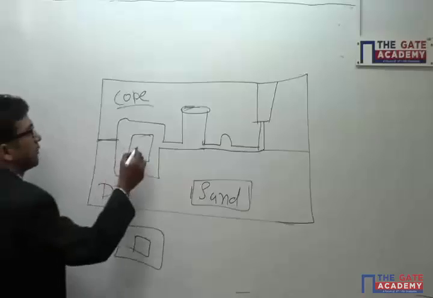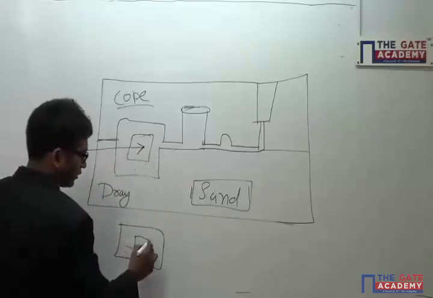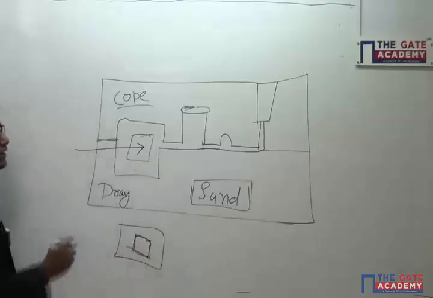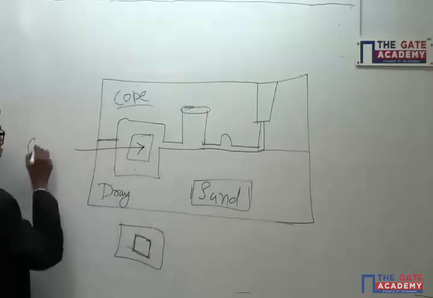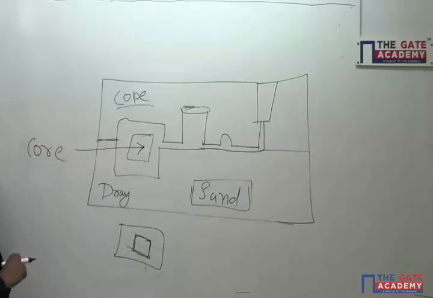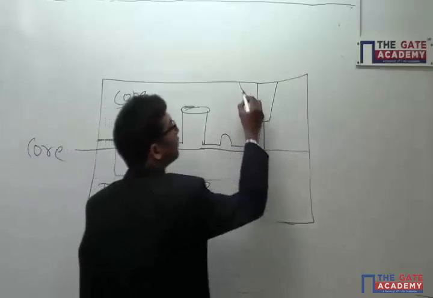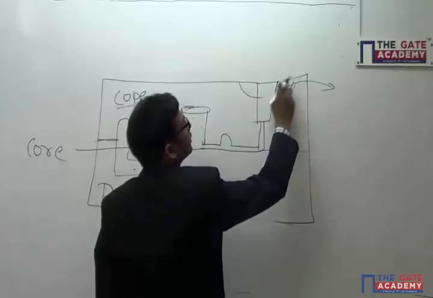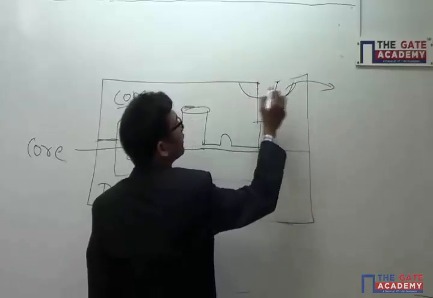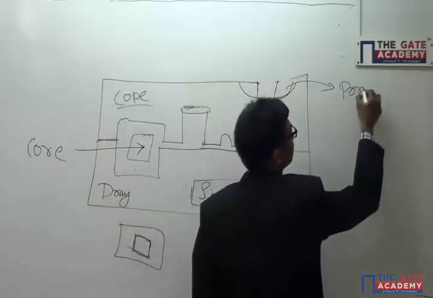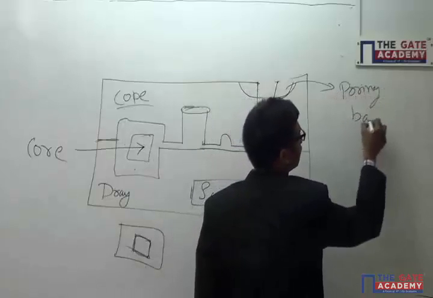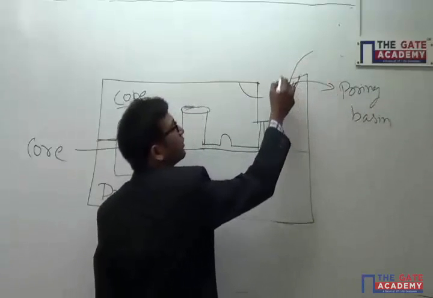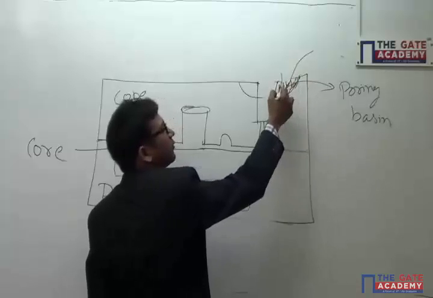Fine. So this inner portion that is required to make the hollow cavity in your material, this is called your core. Your molten material will be poured in this section, that is called your pouring basin. So your molten material will be poured into this section.